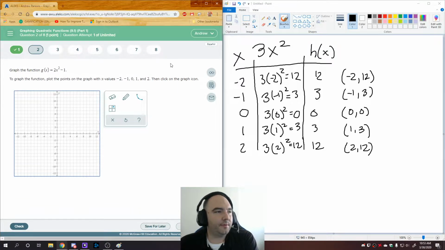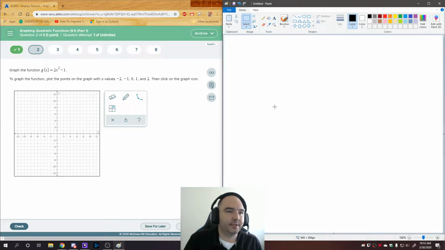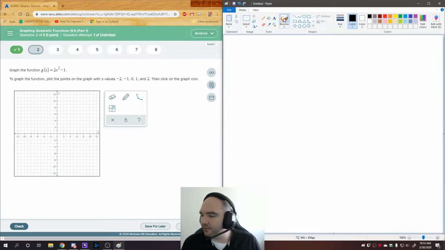Okay, another problem. This one says graph g of x equals 2x squared minus 1. The difference between this and the last one is it has a -1 at the end. Ooh, so difficult. Actually, not really. It just means the graph shifted a little bit compared to the other one. I'll do it the same way.